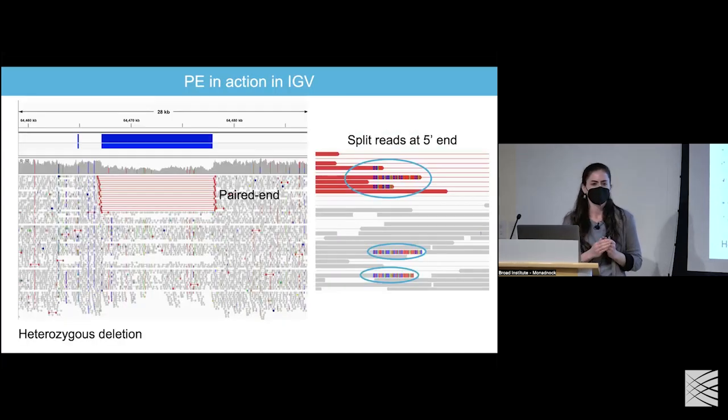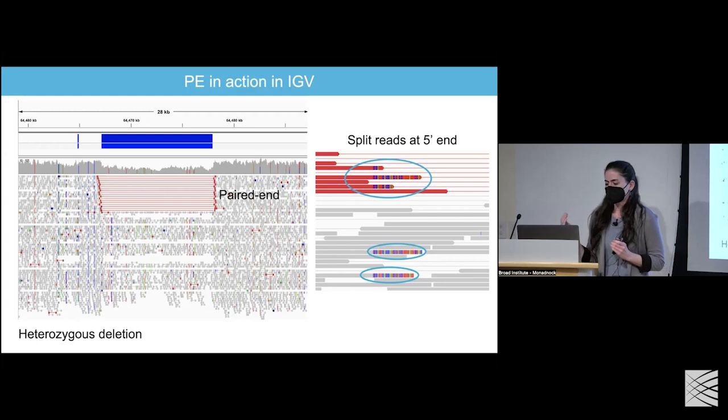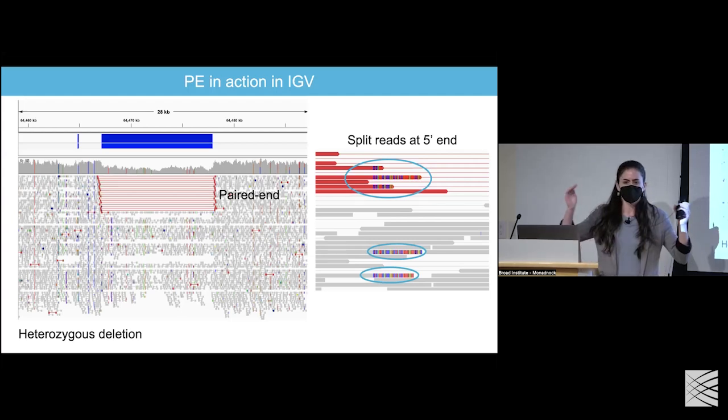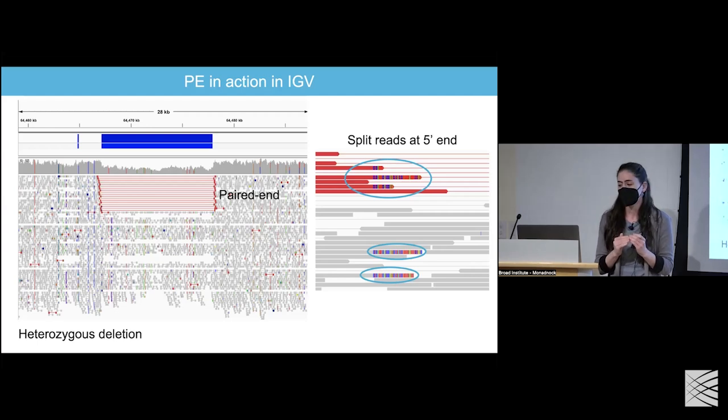So again, let's go back to our real life example. Here in IGV, we have colored and sorted by insert size. So all of these read pairs in red have a larger than expected insert size. And you can see that they're placed much farther apart than the read pairs that are in gray. So those are showing the PE evidence for this deletion.